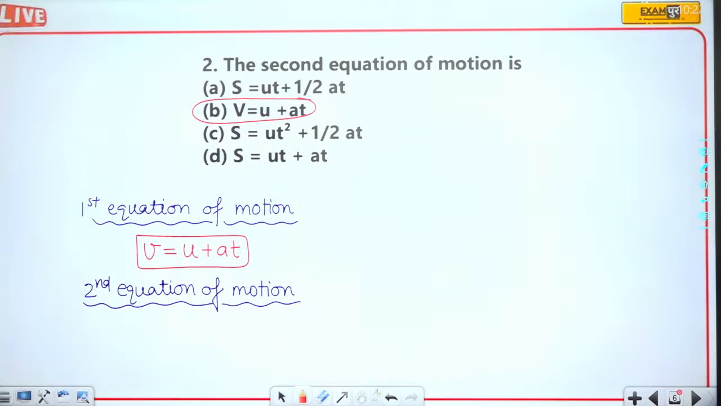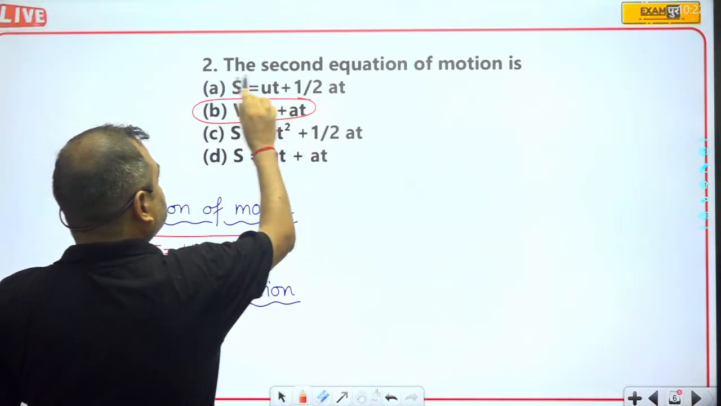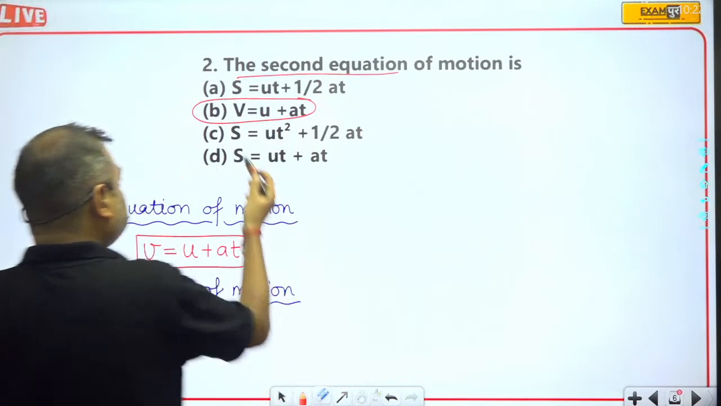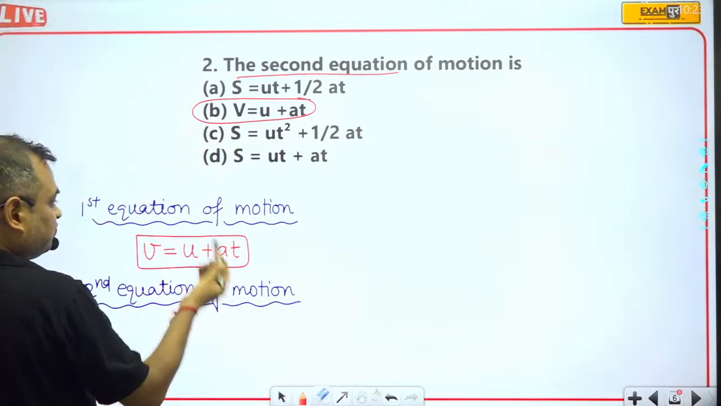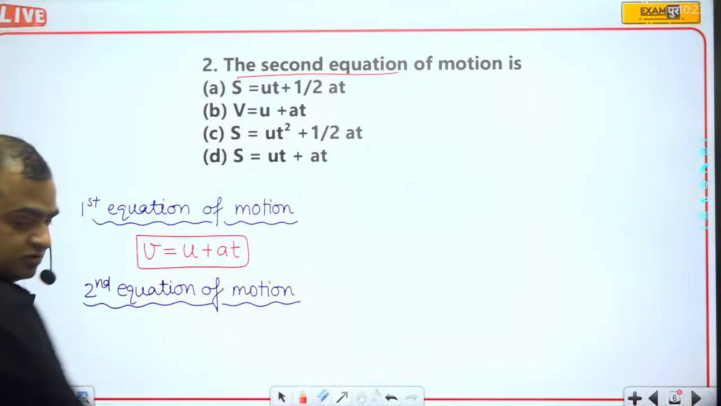Mr. Jose has told us the B option is correct. Nope, B is not the correct answer. Here the second equation is being asked. I circled this just because it is the first equation, so it doesn't mean that this is the correct answer.